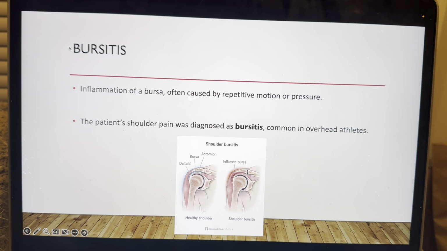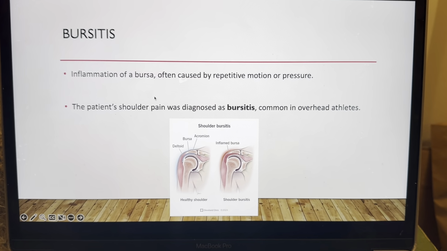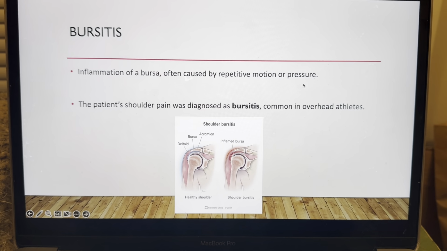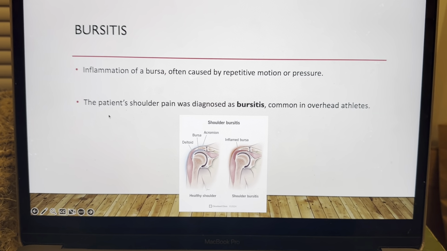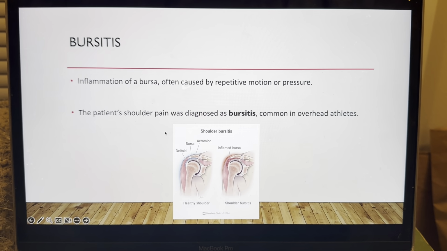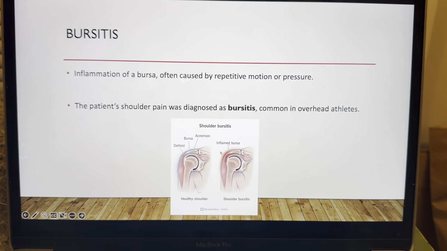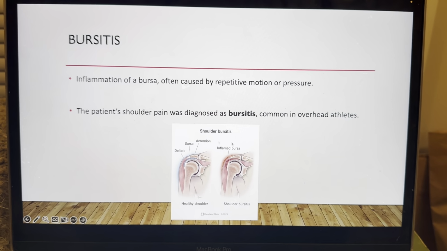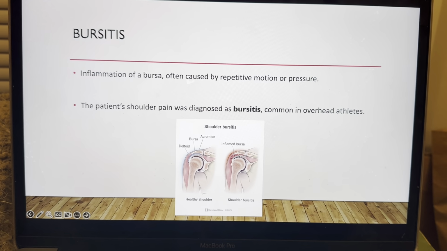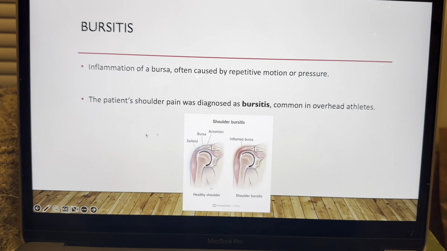The last one is bursitis, which is an inflammation of bursa, often caused by repetitive motion or pressure. An example is the patient's shoulder pain was diagnosed as bursitis, common in overhead athletes. So this is an example of the shoulder, and here's an inflamed bursa versus a healthy shoulder with a normal bursa.